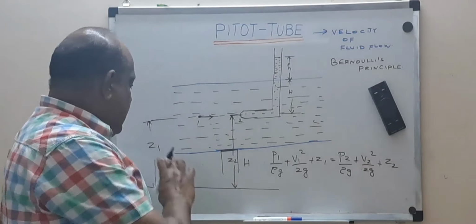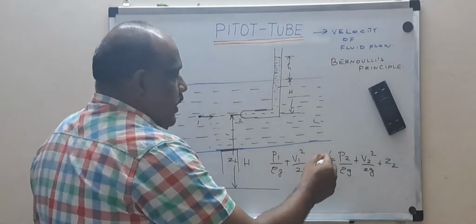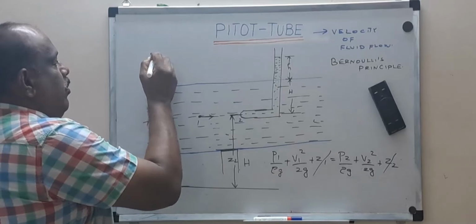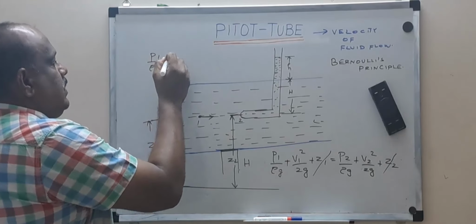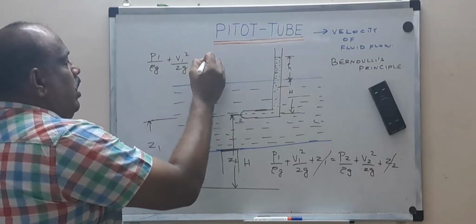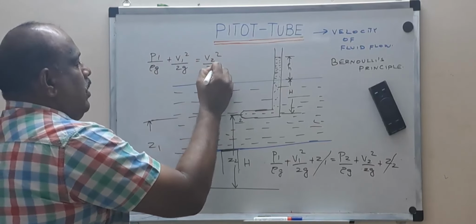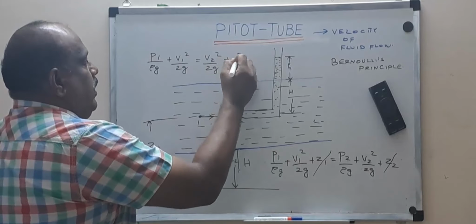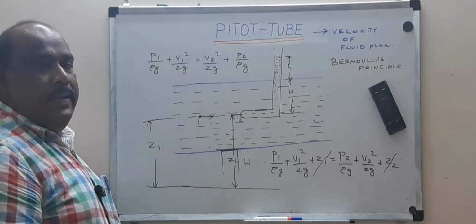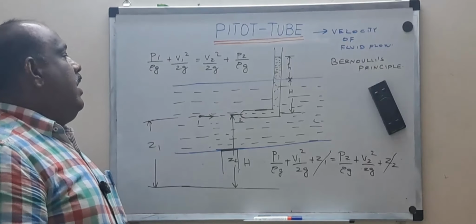So now since Z1 and Z2 are same, we can cancel them off. So the final expression will become P1 by rho g plus V1 squared by 2g, where V1 is the velocity at 1, equal to V2 squared by 2g plus P2 by rho g. It's just an interchange, nothing wrong, both are same. A plus B or B plus A.